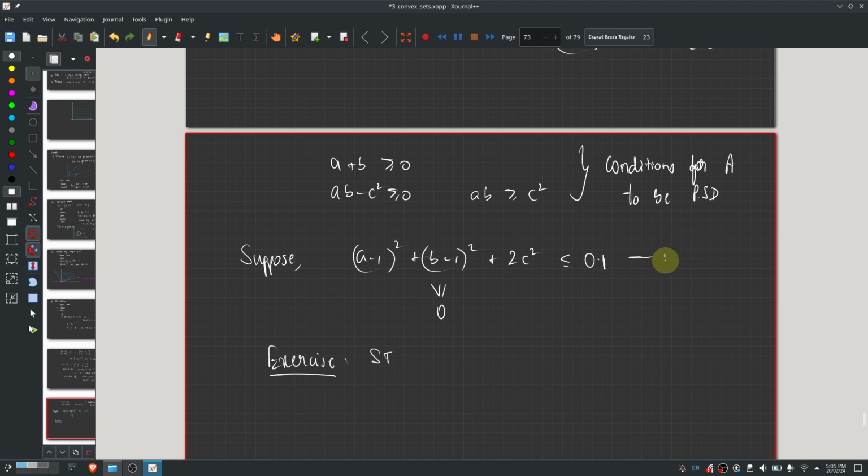Show that, let me call this equation 1, implies that A is positive semi-definite. I could have chosen a slightly larger number instead of 0.1. It works only for two-dimensional matrices. True. So in fact, you can prove this for a general n by n symmetric matrix.